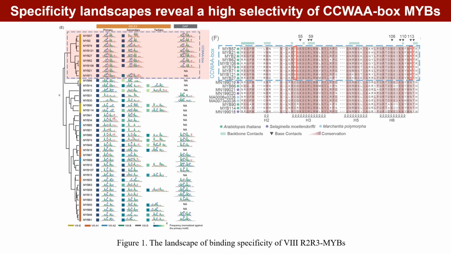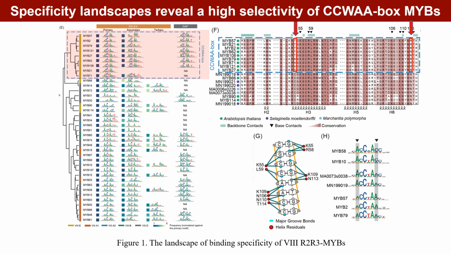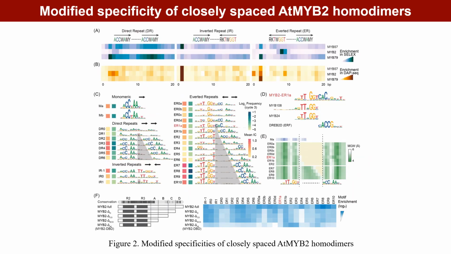This difference is due to the mutations at positions 53 and 113, supported by the structural data analysis of M. polymorpha and S. moellendorffii. Next, we further distinguish the AtMYBs by their homodimeric configurations. QAA-box AtMYBs 2, 57, and 79 show distinct homodimeric configurations in SELEX and DAP libraries.